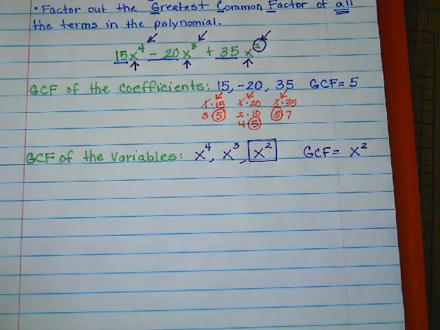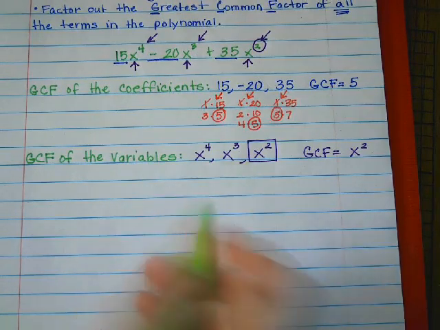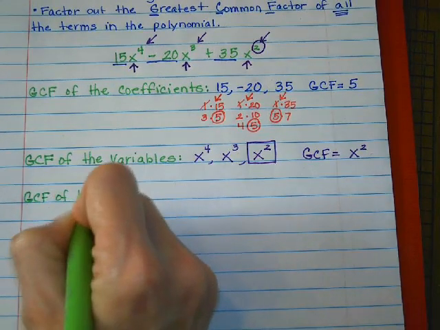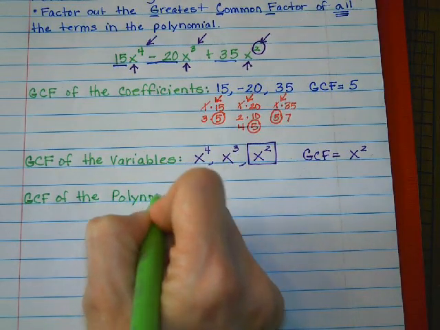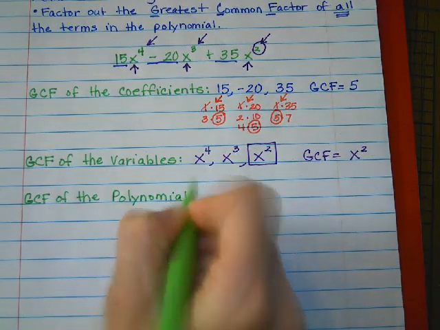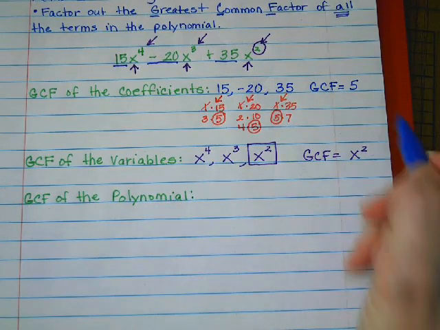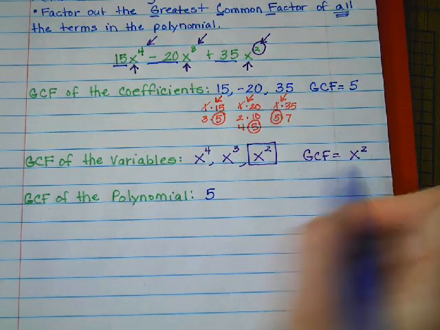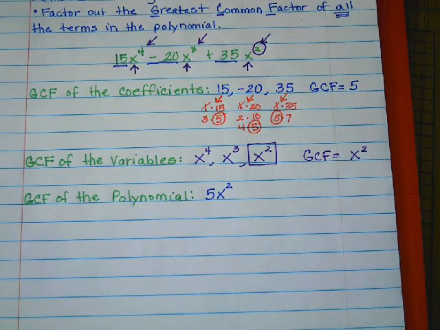So I move the screen up a little bit. So now that we have found the GCF of our coefficient, we have found the GCF of our variables, we now want to find the GCF of the polynomial. And this is very simple, because the GCF of the polynomial is just putting together the GCF of the coefficient, which is 5, with the GCF of the variables, which is x squared. So now that is the greatest common factor.